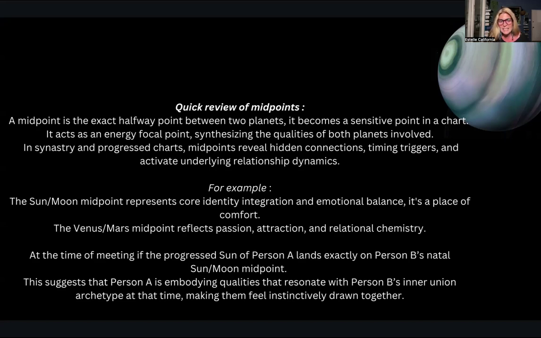At the time of meeting, the progressed Sun of person A, to show you how it works, lands exactly on person B's natal Sun/Moon midpoint. This suggests that person A is embodying the qualities that resonate with person B's inner union archetype at that time, making them feel instinctively drawn together.